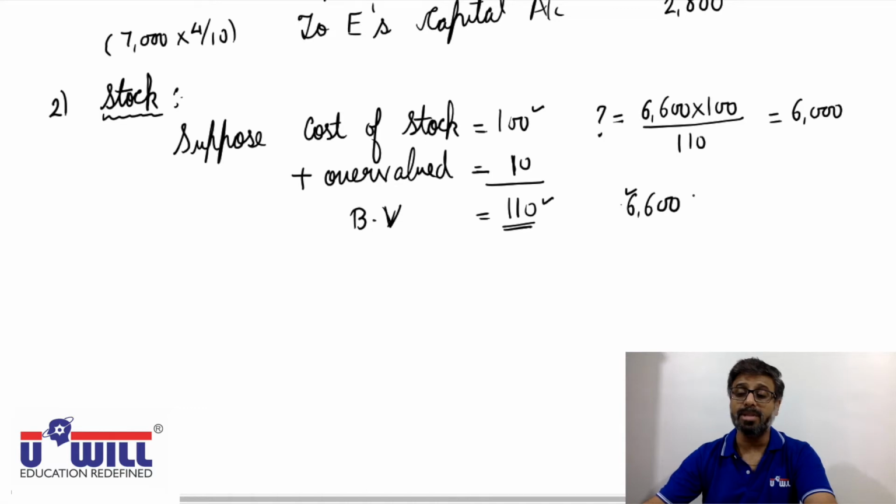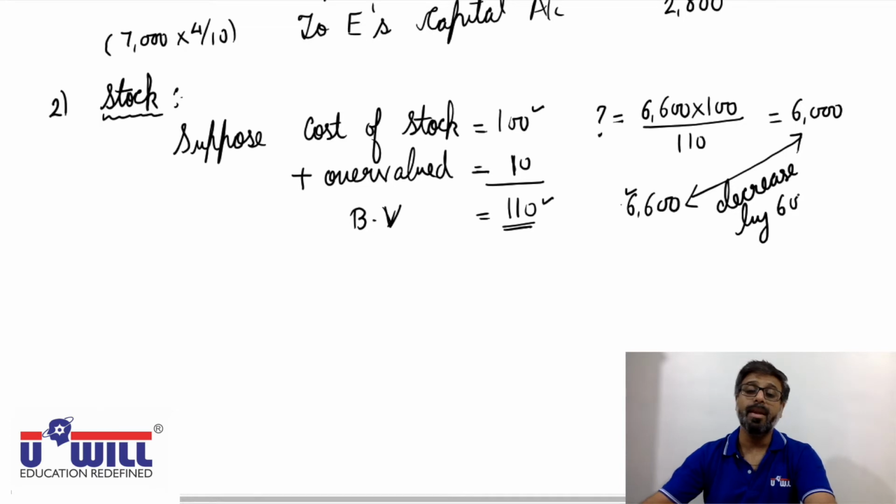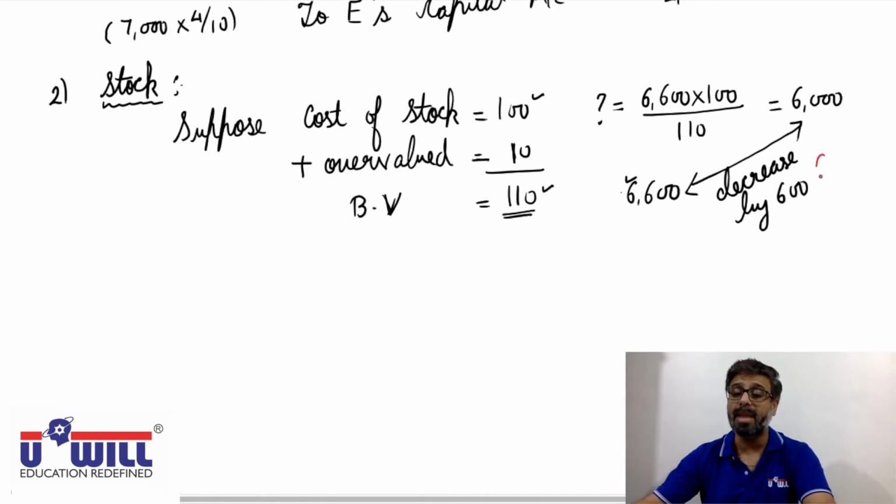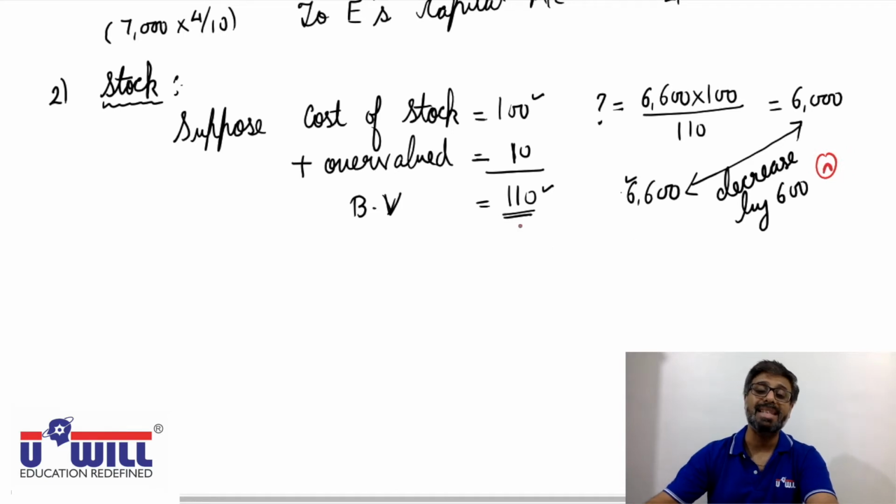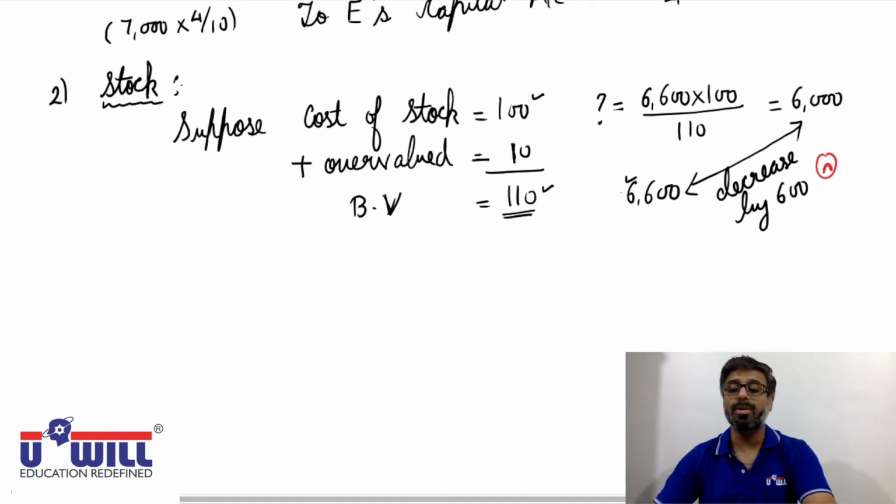Now 6,600's cost is 6,000, means if we have to bring it back to cost, we have to decrease it by 600. If we have to decrease the value of stock by 600, will we be happy or sad? We will be sad. So revaluation account debit with the loss of 600, to stock account with 600.